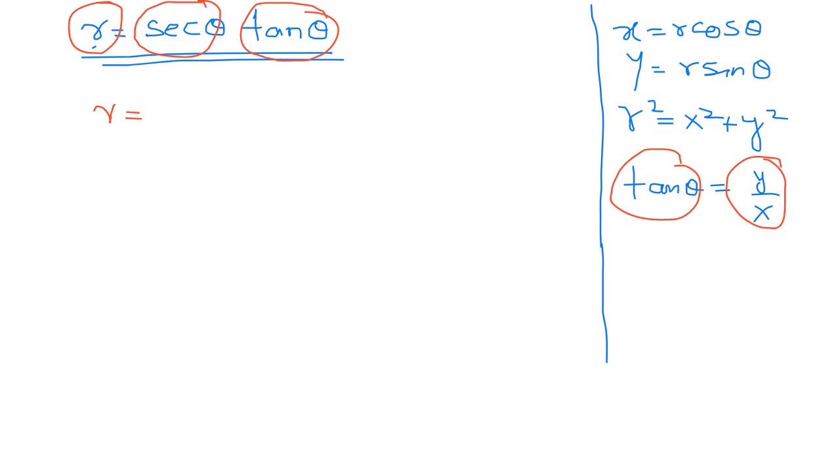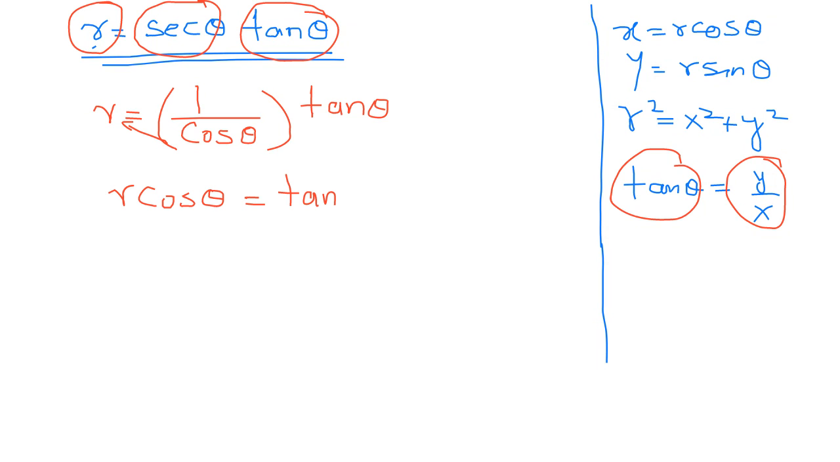Yes, exactly. That's what I need. Secant of theta is equal to 1 divided by cosine of theta. Very good. So that is tangent of theta, and cosine of theta you can multiply with r, that becomes r into cosine of theta, which is equal to tangent of theta. Now you can easily replace r cosine of theta is equal to what? x. I write x.